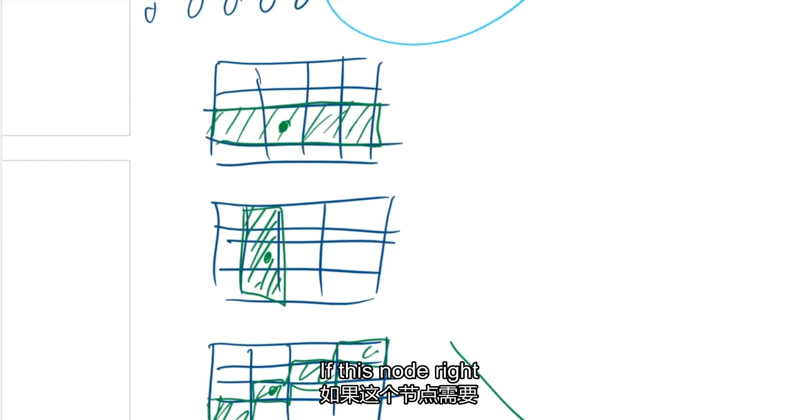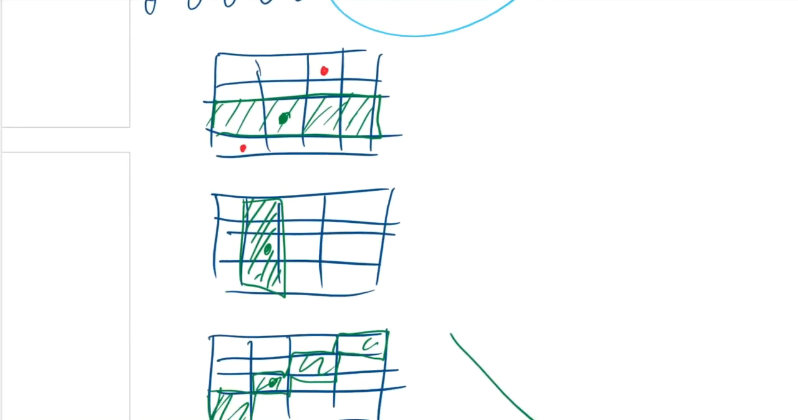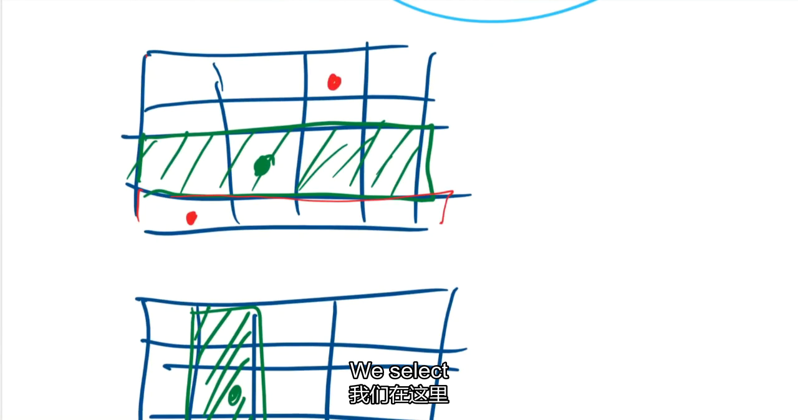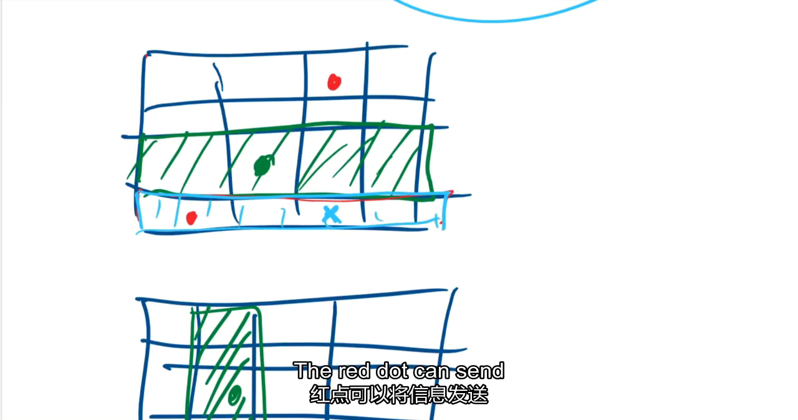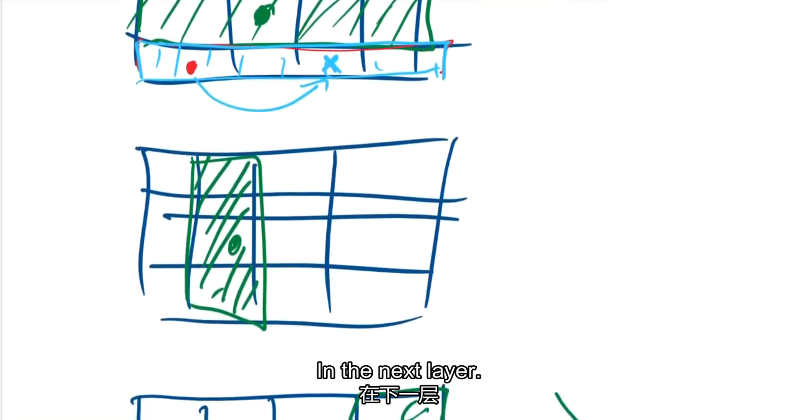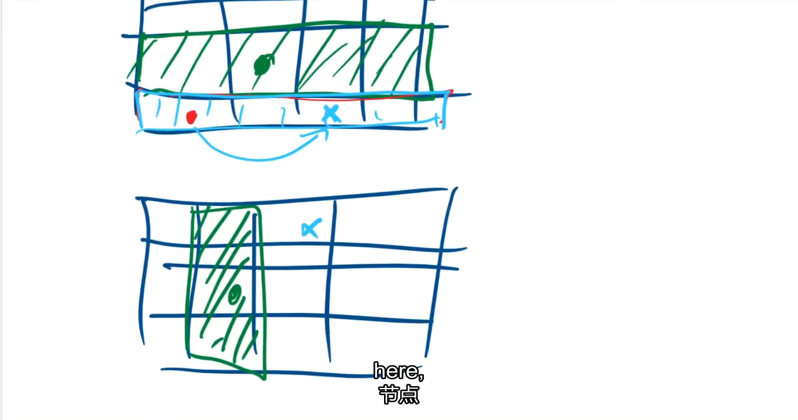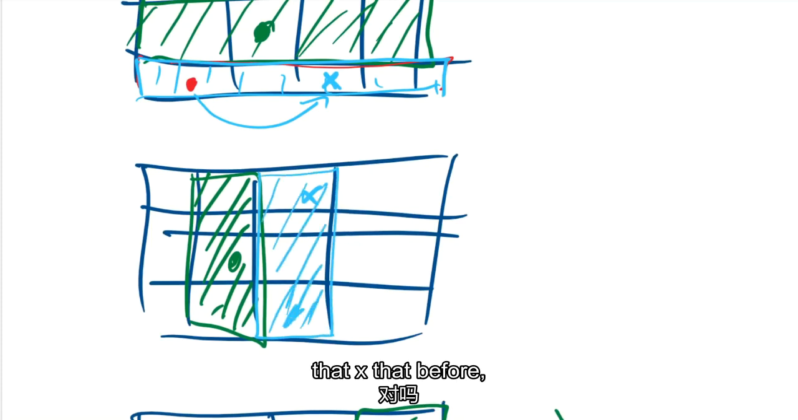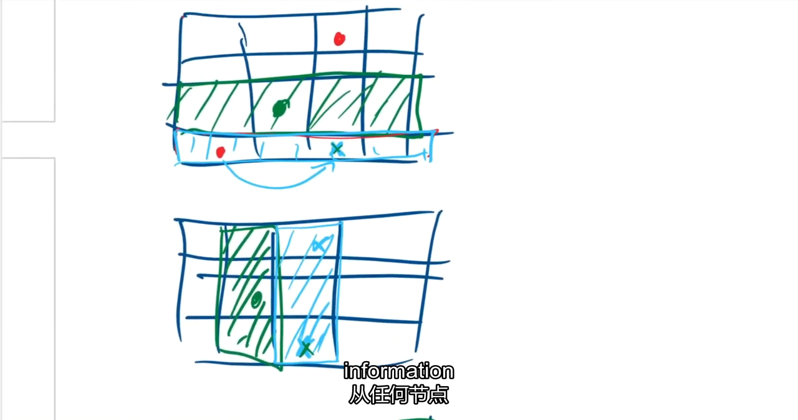If this node right here needs to send information to this node right here, in a classic attention mechanism, it could do so in 1 step because every pixel attends to every other pixel. However, right now, let's see, how do we send information between the 2? We select this node right here. In the first layer, this node pays attention to this row, which includes the red dot. So the red dot can send information to the X in this layer. In the next layer, we select this node right here, which is our target node where the information should go to. It pays attention to all of this column, which includes that X from before, where we send information to. So it takes 2 layers, 2 steps to send information from any node to any other node.